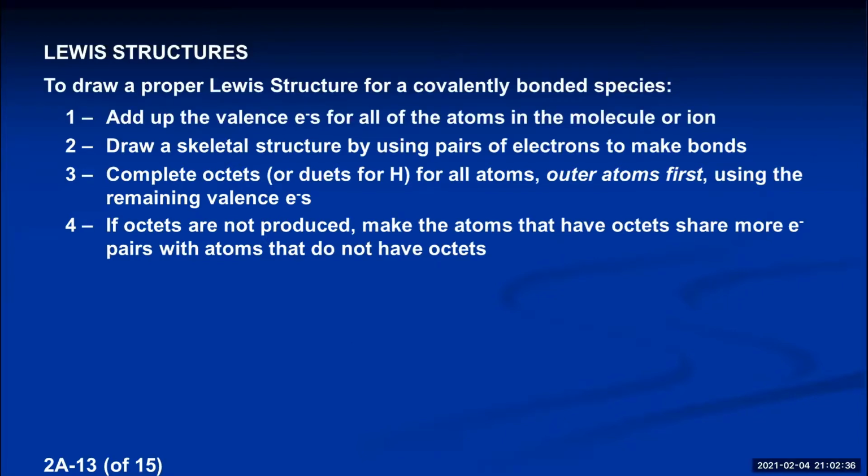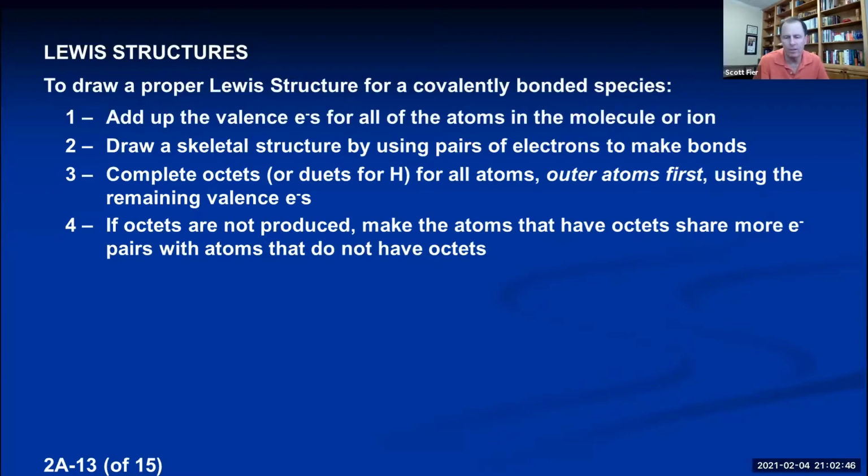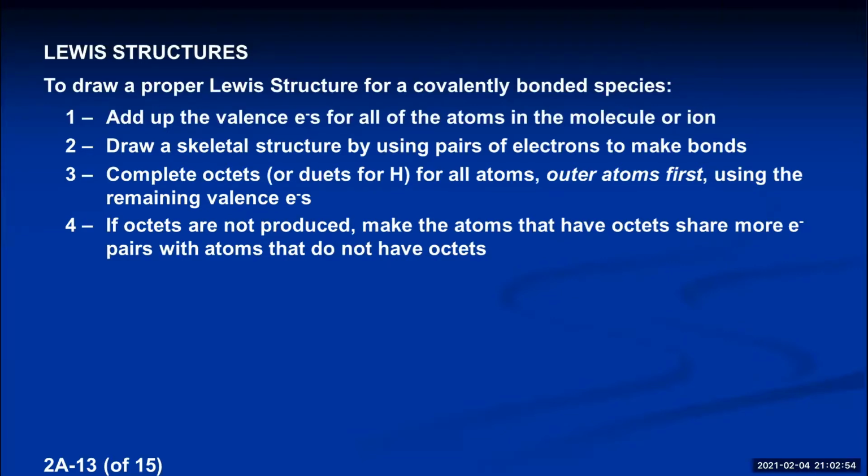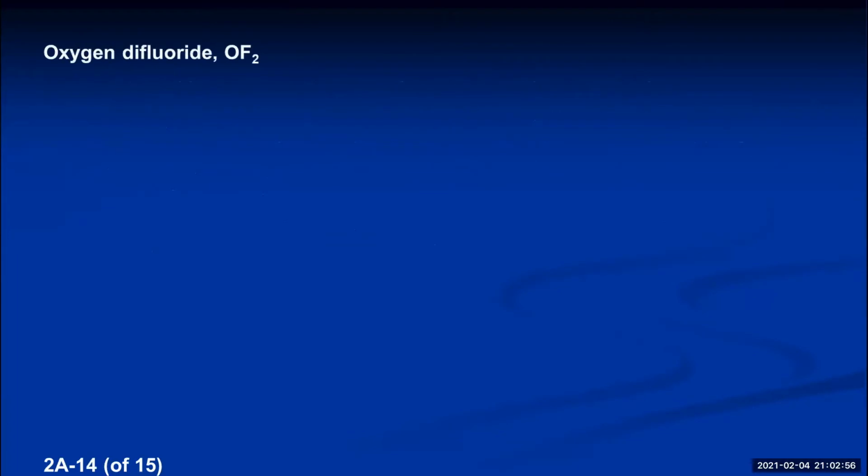Other than the duet exception, do we need to know any of the other exceptions, like how boron usually does six, or are we just going to focus on octets and duets? We're going to do this very systematically. Right now you know nothing about that, but you will. Okay, excellent. Here we go.